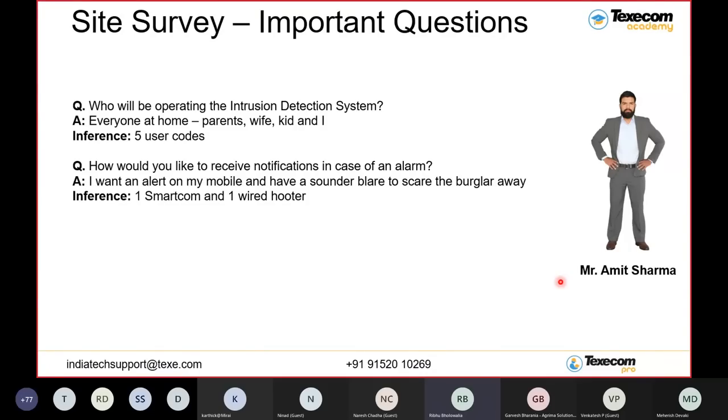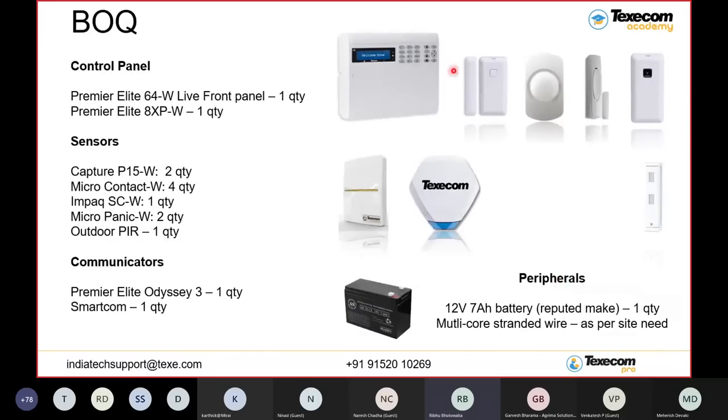Now, what will the installer do here? He will not put a different panel in each area, a different panel for the ground floor and a different panel for the first floor. No, our control panel has a feature called areas. The panel which we are installing, the Elite 64W control panel, has the capacity of 4 areas, A, B, C, D. You can make 4 areas, but here we have a requirement of only 2 areas.